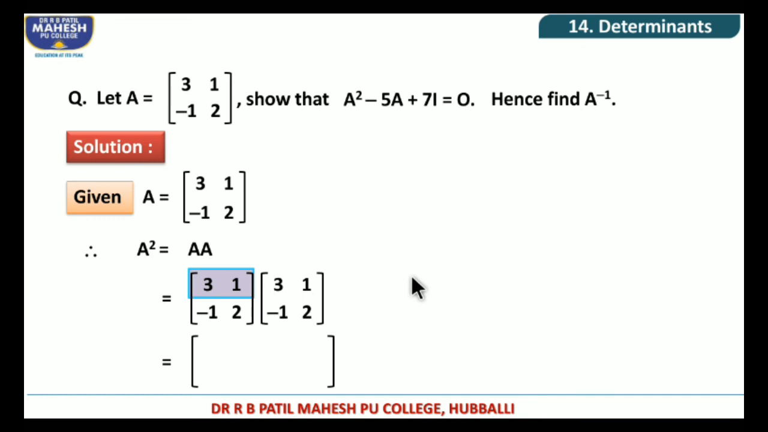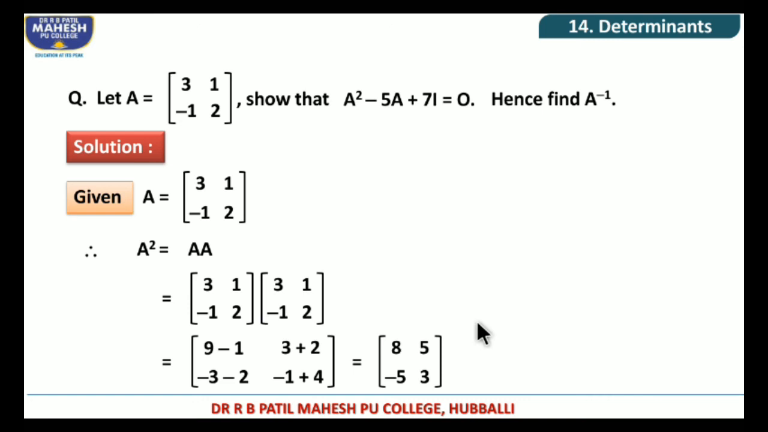So multiply the first row and first column here, that is 9 minus 1. Next, first row and second column, 3 plus 2, and second row and first column, that is minus 3 minus 2. Next, second row second column, that is minus 1 plus 4. Therefore A squared will be equal to [8, 5; -5, 3]. So this is the value of A squared here.